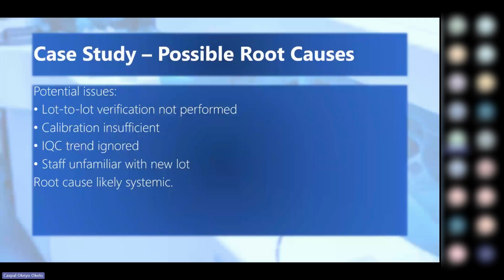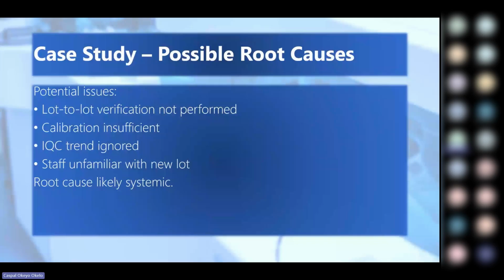And this is supported by your IQC trending upwards after lot change. You move to the third why. Why number 3? Why did the new reagent lot produce higher results? The response is because proper lot-to-lot verification was not performed before implementation. Instead, somebody introduced the new lot and only did routine calibration and proceeded. So we are approaching the process gap.